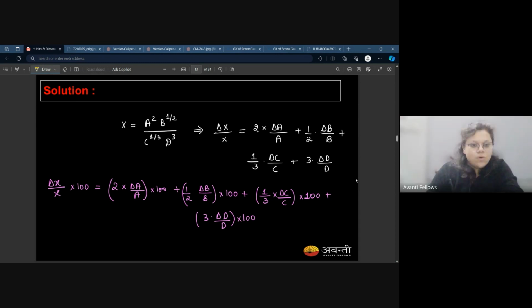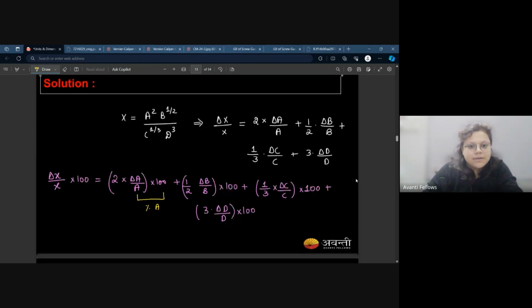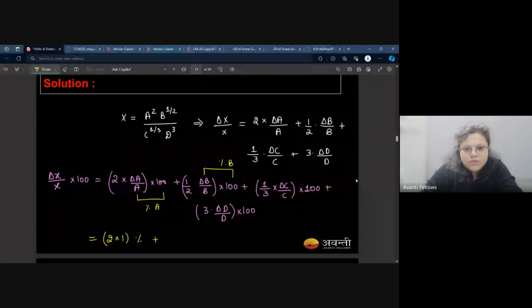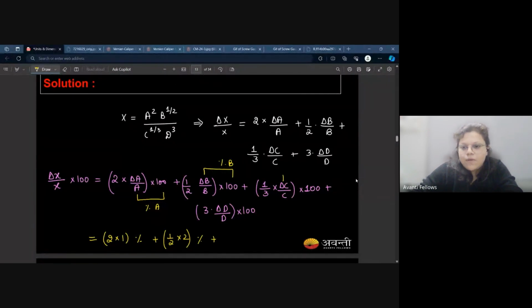Okay. So you have the value of percentile error in A, which is 1%. So you can write it as 2 into 1% plus you have percentile error of B, which would be half of 2%. Then you will have the percentile error in C, which is nothing but 3%. Just put the values. And then you have the percentile error of D, which is 4%. So it is 3 into 4%.